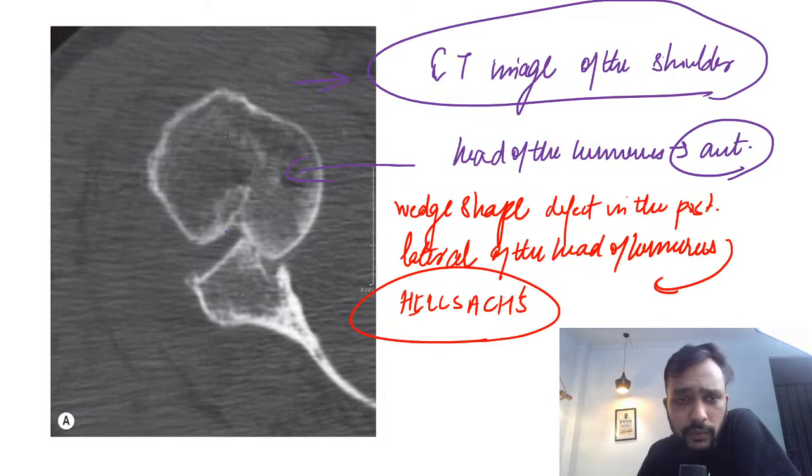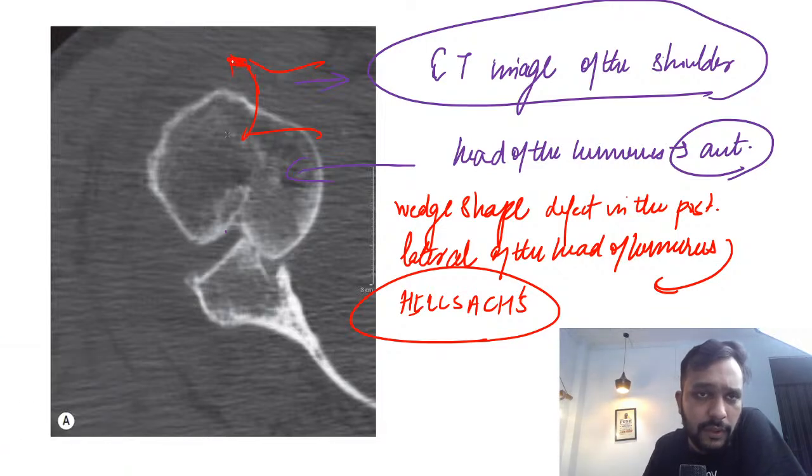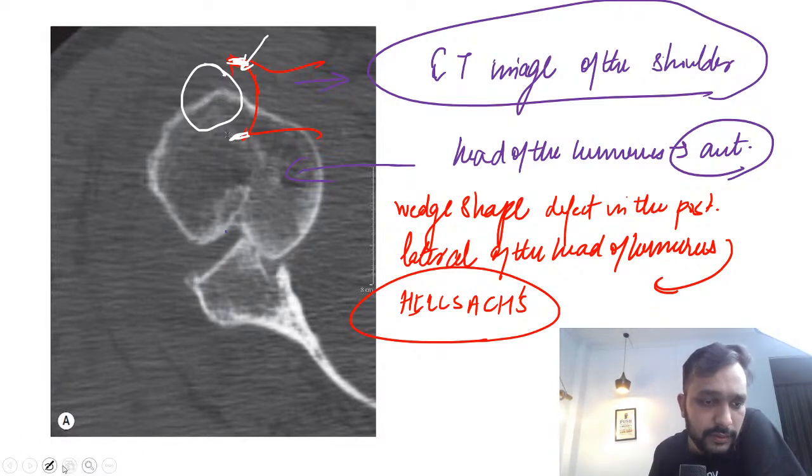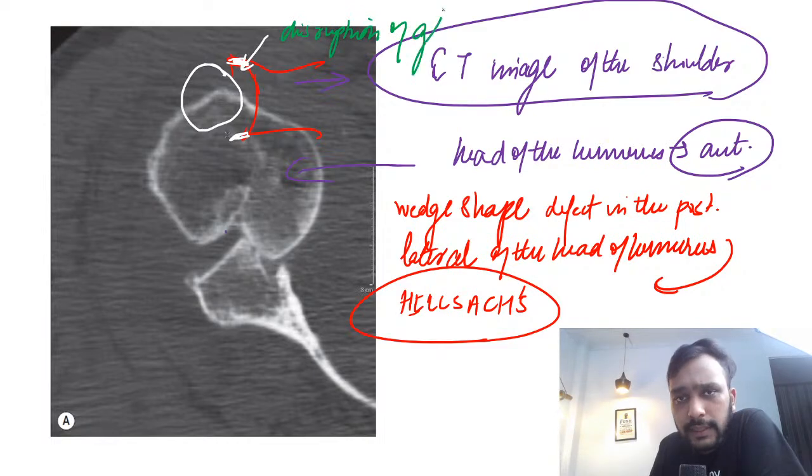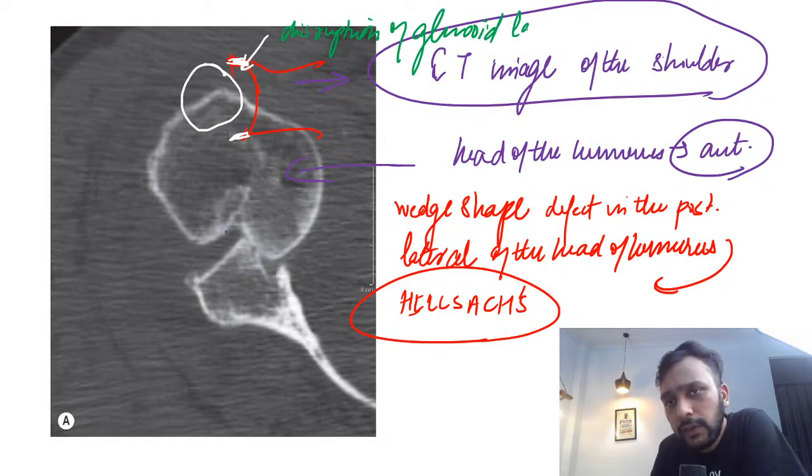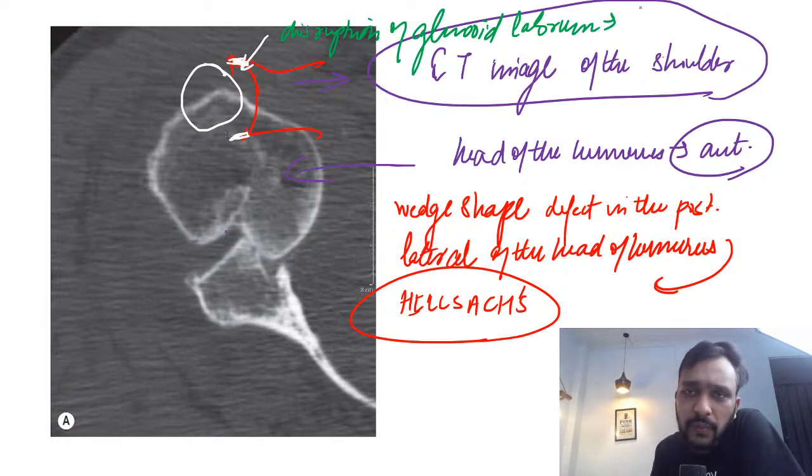Okay, and what else? In this anterior dislocation of the head of the humerus, if this is your glenoid cavity, and this is your glenoid labrum, let me draw it with a white pen. When the head of the humerus dislocates anteriorly, it will cause disruption of the glenoid labrum. And this disruption of the glenoid labrum is known as, anyone, what is it known as? It is known as Bankart's lesion, right?